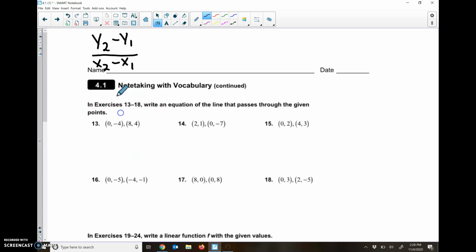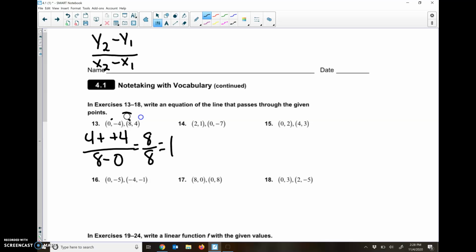So if I look here, I'm going to do 4 minus a -4, and then 8 minus 0. 4 minus a -4, minus a negative turns into a plus, so I end up with 8. 8 minus 0 is 8. 8 over 8 is 1.